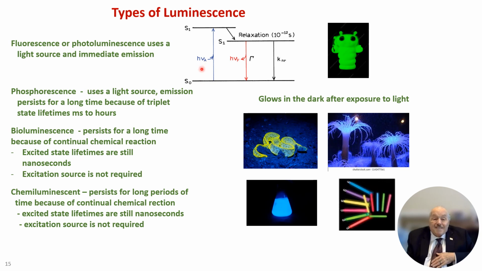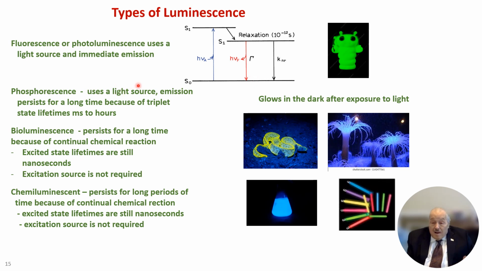Oh, I never mentioned this, which is something I wanted to mention early on. What are the different types of luminescence? The one is fluorescence or photoluminescence, which means it's caused by light. So it's immediate. You shine the light source on it, it appears, turn the lights off, and it disappears.